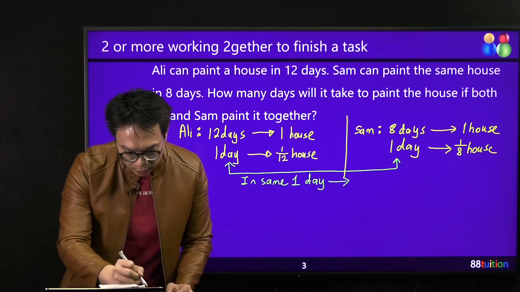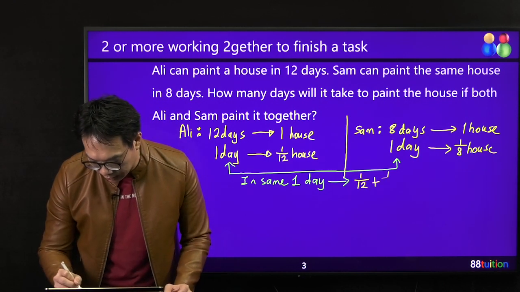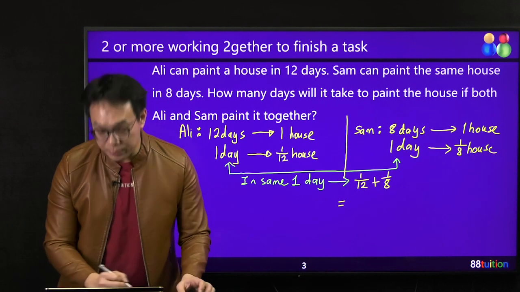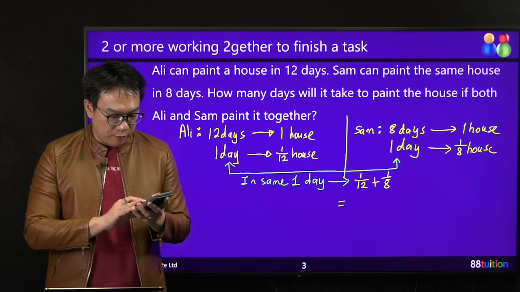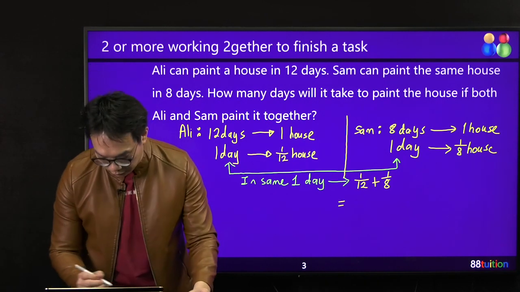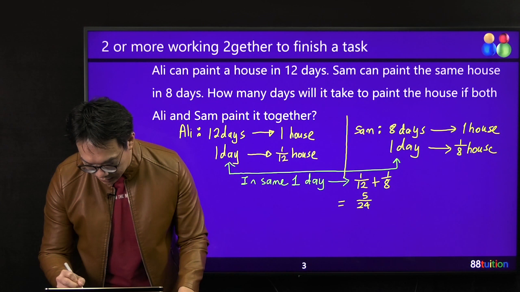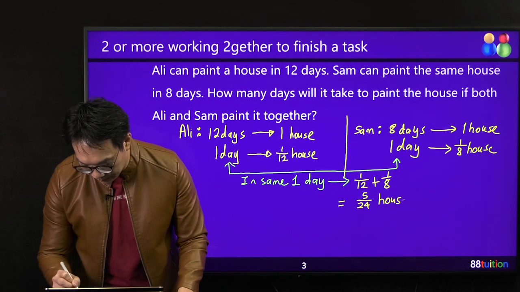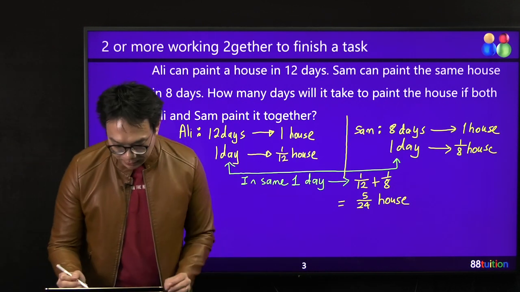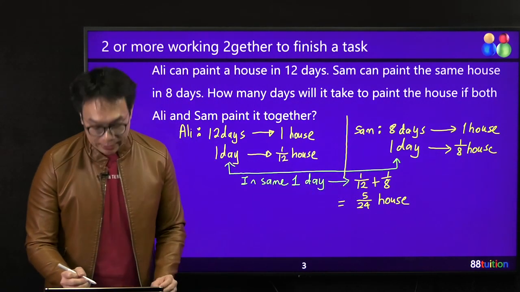They can paint 1/12 of the house plus 1/8 of the house. Is that okay? That will be how much? So you press your calculator, 1/12 plus 1/8. The answer will give you 5/24. So 5/24 of the house is being painted. Once again, 1/12 plus 1/8 is equal to 5/24. This part is okay. Okay?